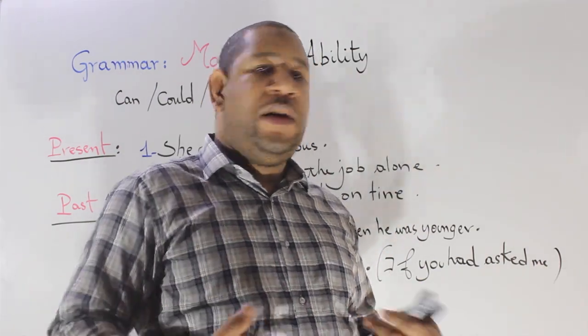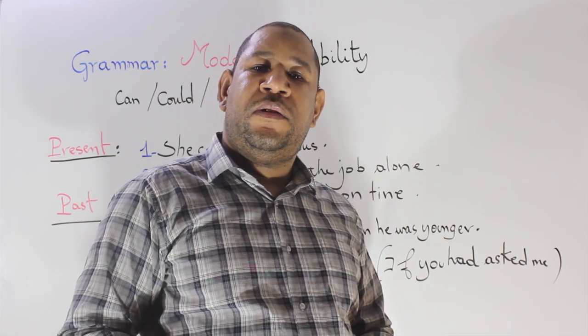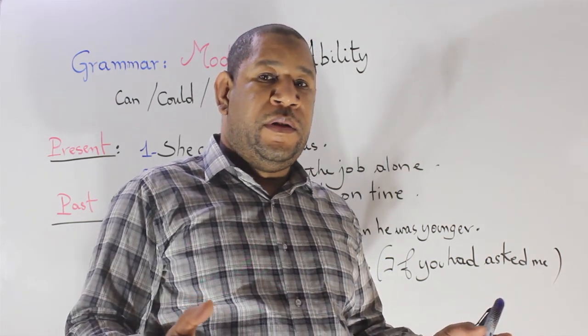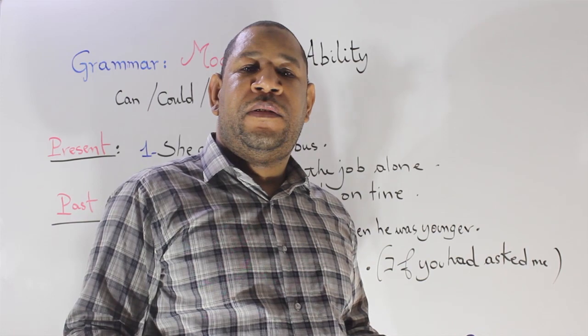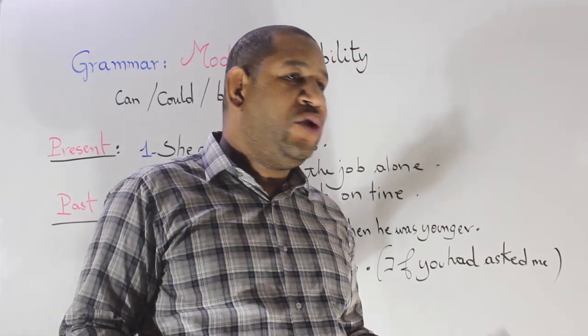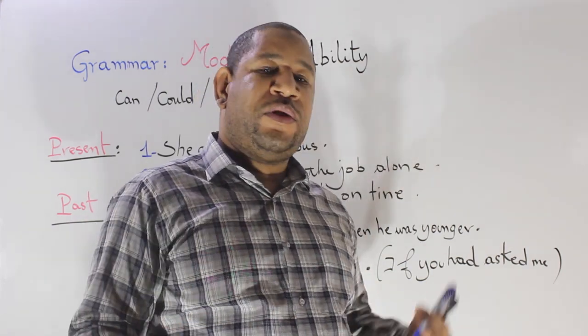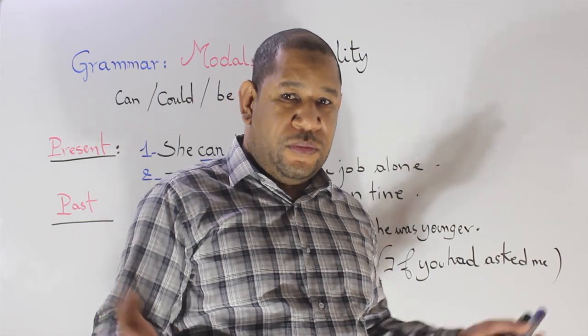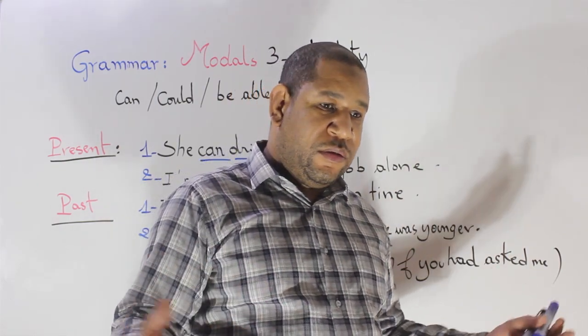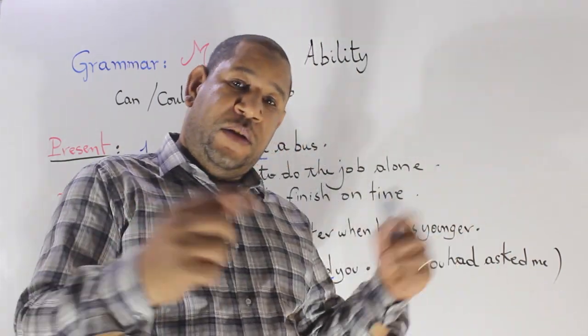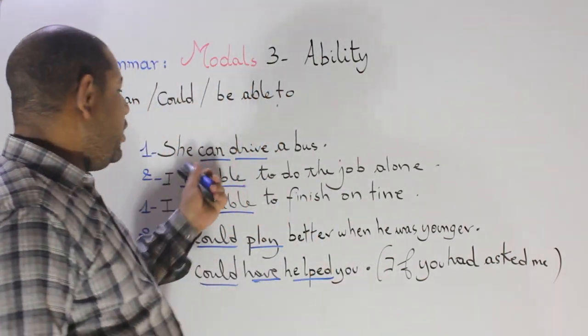For example, you say, I can speak English. Okay? He can walk. She can eat. She can sleep. Certain things which people are able to do. So we say there is a general ability. We use can. And we use can in the present. For this one, she can drive.